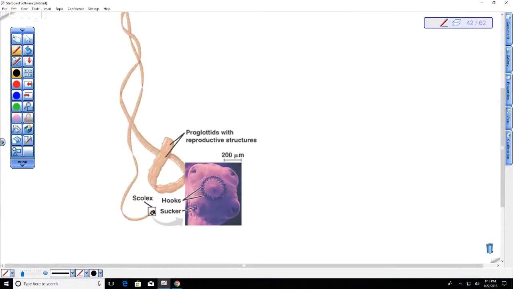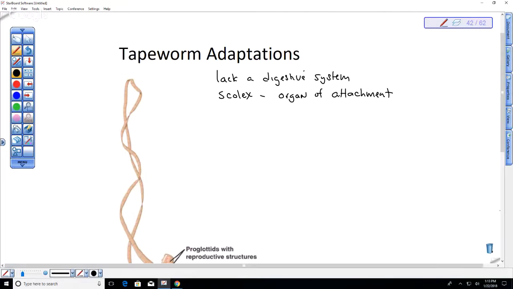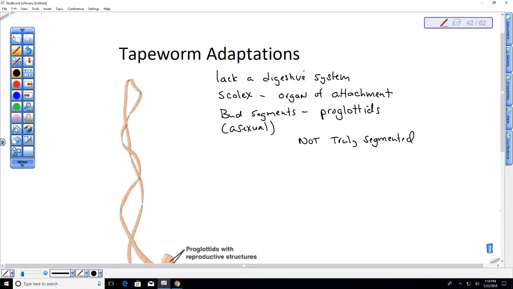The other thing that is unique about tapeworms is that they reproduce asexually by budding segments. These are called proglottids. So this is asexual. Each segment of this worm is a proglottid. Sometimes we say that tapeworms show segmentation, but it's not true segmentation, because really it is just asexual reproduction. So they're not truly segmented. The truly segmented organisms include earthworms and arthropods, like insects.